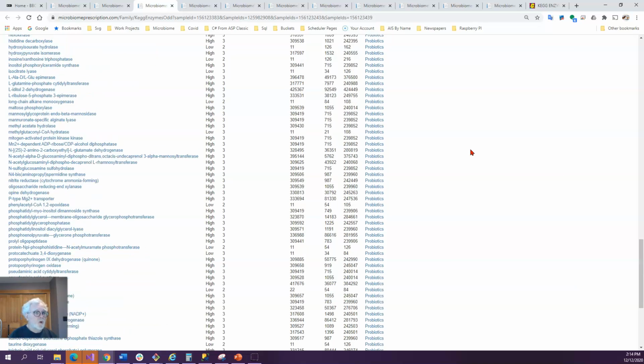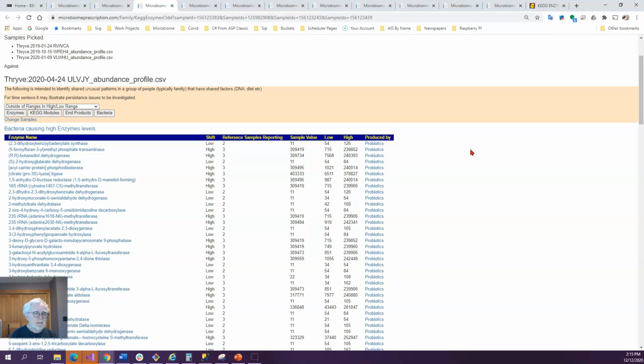For reference, my own very last samples, I was pleased to see basically that all my enzymes were normal across the board. All 1,500 of them were within the normal range. So I was very happy with that. Okay, so let's do a quick recap.